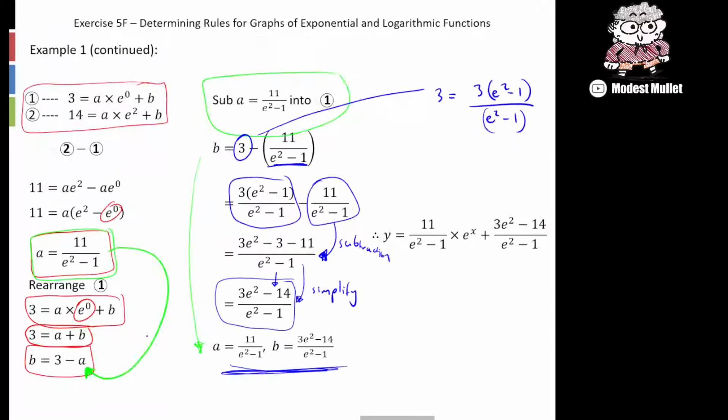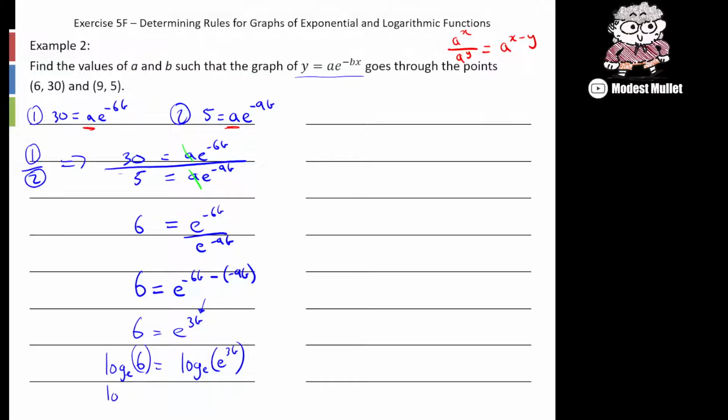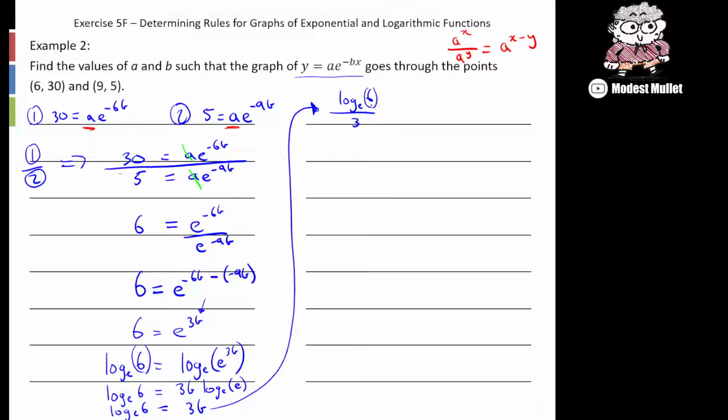So let's go back to our problem. We now have log to the base e of 6 is equal to 3b, log to the base e of e. So log to the base e of 6 is equal to 3b, and we're now almost there. I'm going to divide both sides by 3. So I get log to the base e of 6 divided by 3 is equal to b. So there's our b, finally done.